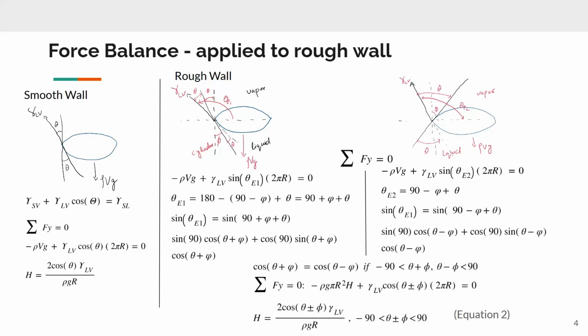And finally, if the sum and difference of the angle is between 90 and minus 90, we end up with cos(theta plus phi) equals cos(theta minus phi). We reach this point using some trigonometric identities. And finally, if we do the summation of forces, we get to our equation for the height for the rough surface, where we can see the only difference between this and the smooth surface is the angle phi, which is taken into account as plus or minus phi.